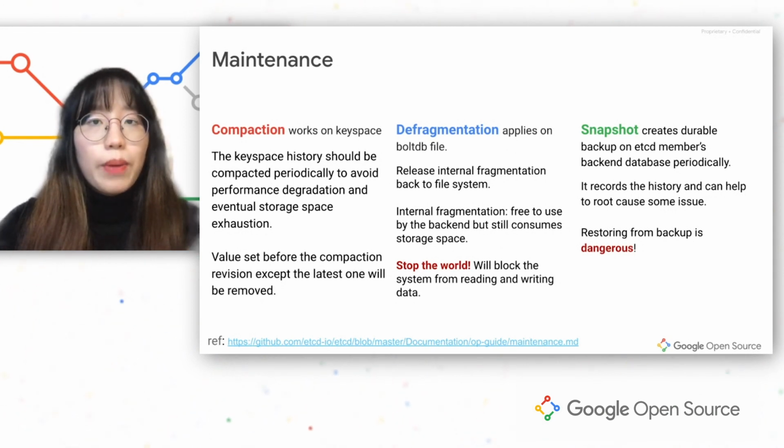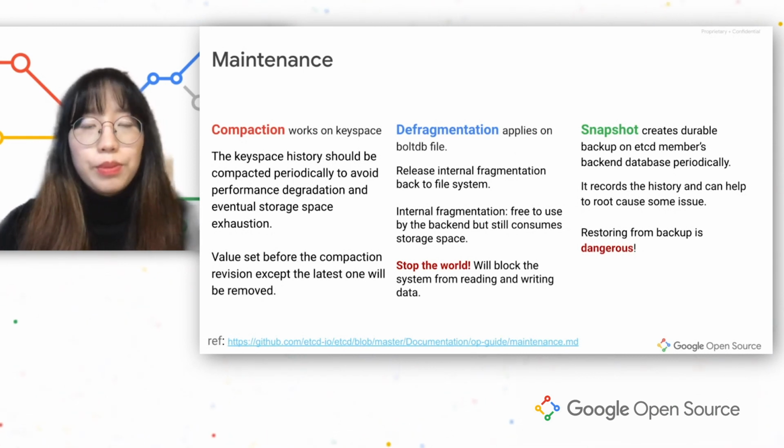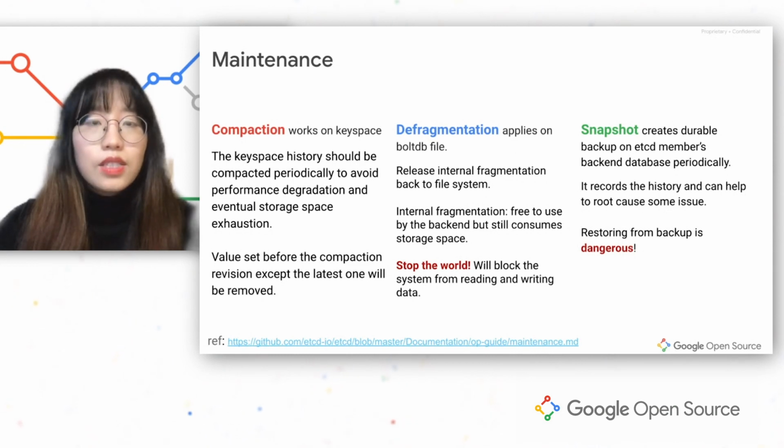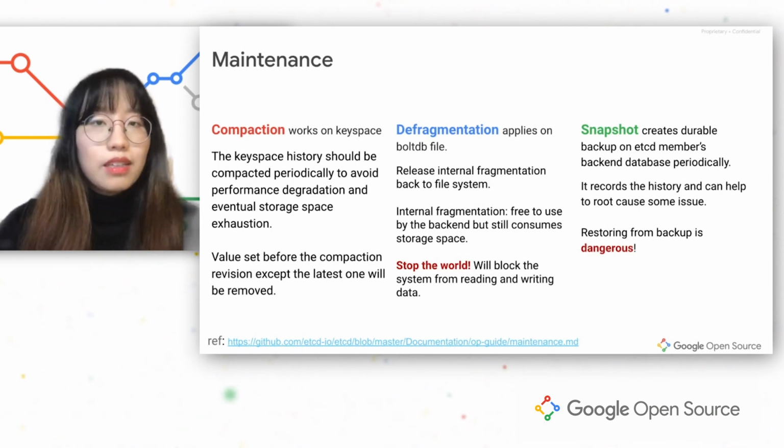Snapshot creates a durable backup of etcd members' backend database periodically. Compaction and defragmentation will remove the history. On the other hand, a snapshot will record the history and will be very useful to investigate issues like corruption. Snapshot operation is done locally, so each member in the cluster can have a different snapshot for a specific time. However, do remember restoring the cluster from the backup will be dangerous because you may miss the data from the time you take a snapshot to the current time.